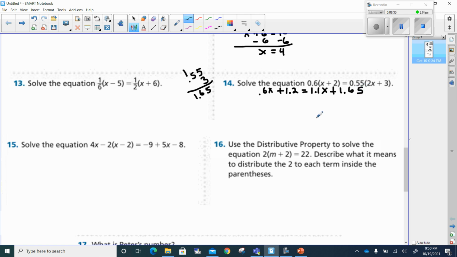And now it's time to combine like terms. I know that 1.1 is bigger than 0.6, so I'm going to minus the 0.6x, which means I will minus 0.6x from this side. That means the 1.2 comes down. I know 1.1 minus 0.6 is 0.5. We know this because 11 minus 6 is 5, so we're just moving the decimal over 1. So this is 0.5x. And we're still adding 1.65.